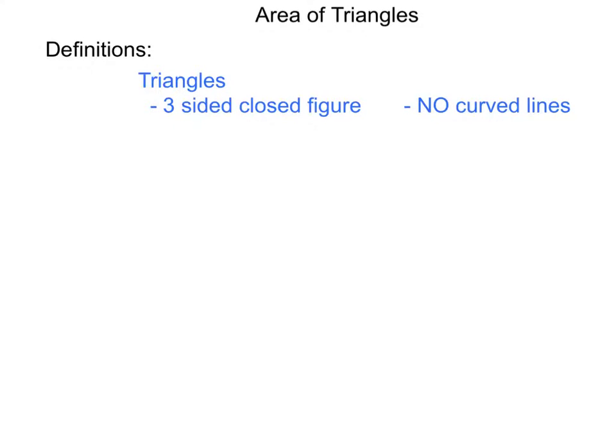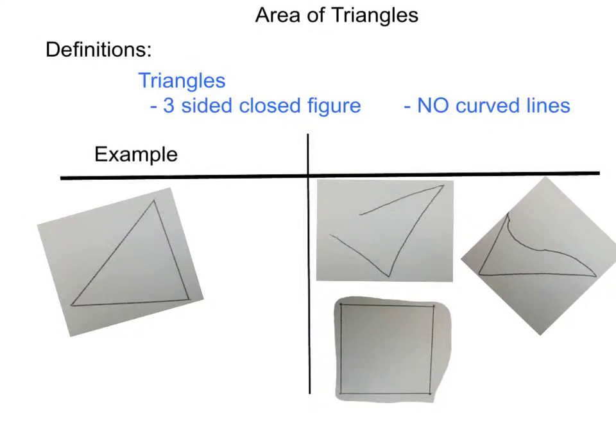In this next video, we're going to take a look at the area of triangles. First, we need to know what triangles are. Triangles are considered three-sided, closed figures which have no curved lines. Now we're going to take a look at some examples and non-examples of triangles.